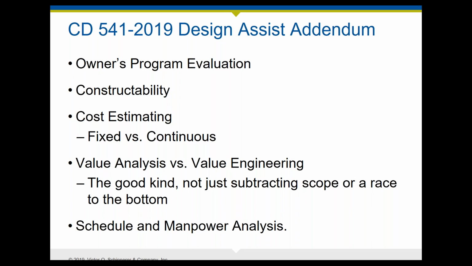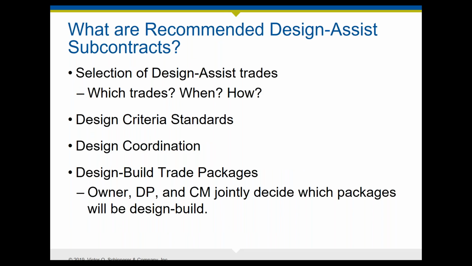The CD 541 still talks about scheduling requirements and manpower analysis. Because it's run by contractors, they still refer to it as manpower instead of staffing. But they do address many of the issues. If you're looking at design assist and design assist subcontracts, the real question is, what part of the construction team is going to be engaged during the design phase? Is it especially subcontractors? What trades are going to be involved? How are the design criteria standards going to be set so that they're not basically hacking away at the project and changing the design criteria as they go? Who's really coordinating the design?